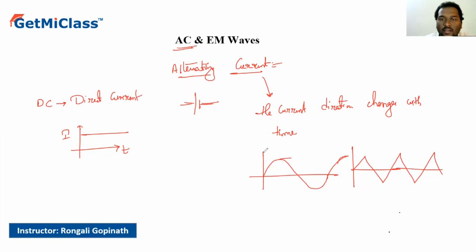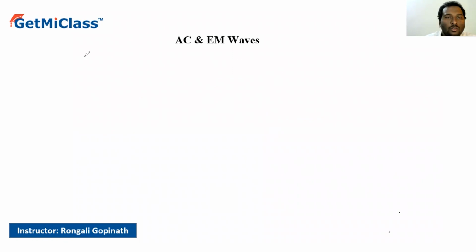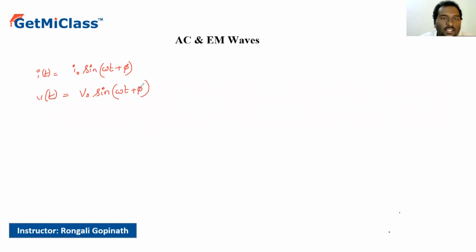So we can say that here, this current I is a function of time t as well, right? In general, the current that we see in our households is of the form I naught sin of omega t plus alpha, or the voltage that we see is V naught sin of omega t plus alpha. So current and voltage both are sinusoidal functions, isn't it?